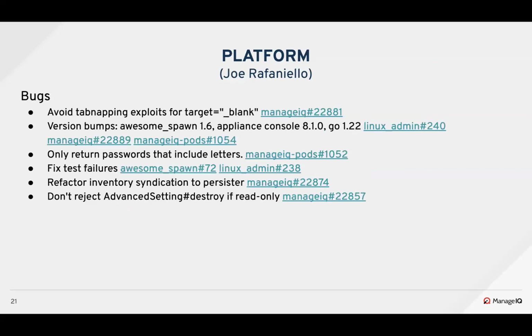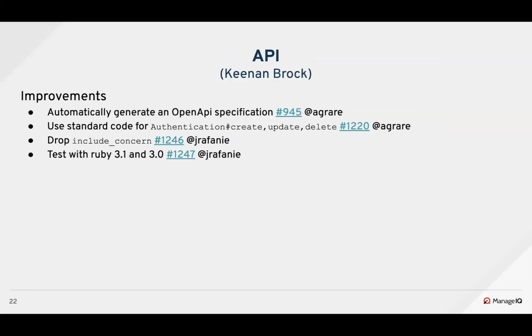For platform bugs, Jason fixed a possible security weakness in a provisioning dialog. Jason also bumped the Awesome Spawn minimum version to 1.6 and Appliance Console to 8.10. And Brandon updated the pod's Go version to 1.22. Brandon also fixed an issue in the operator by handling passwords containing all numbers. Keenan fixed test failures in Awesome Spawn and Linux admin. Nasar moved the inventory syndication up to a common location shared by all providers, the persister. And Adam dropped the read-only mixin from advanced settings as it's not needed and prevented objects from being destroyed. Next slide, on to Keenan for the rest.